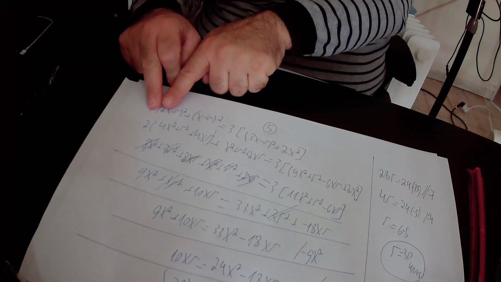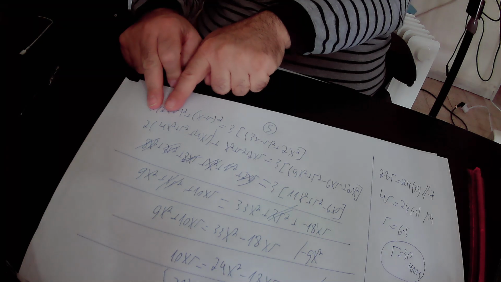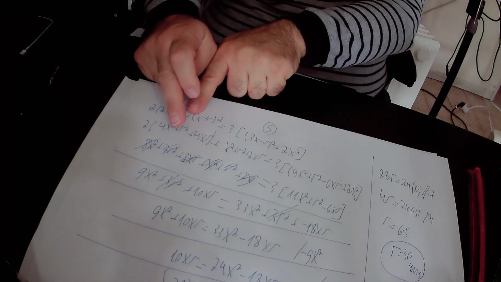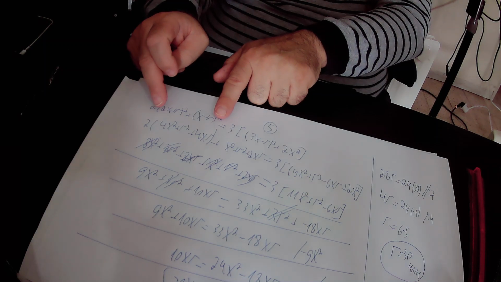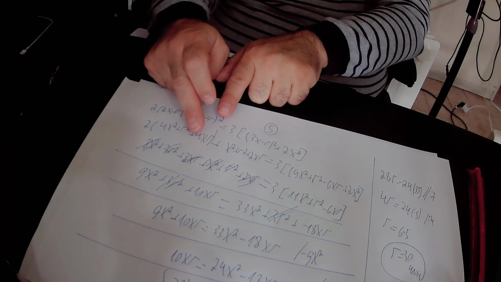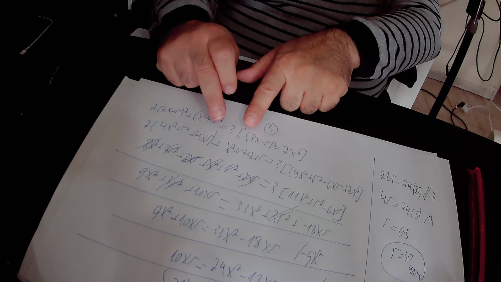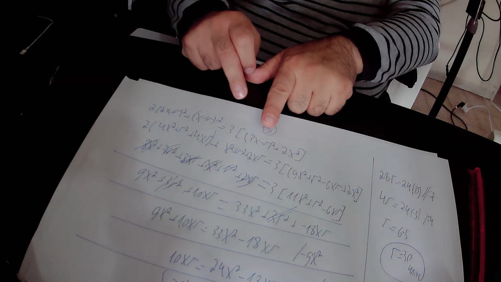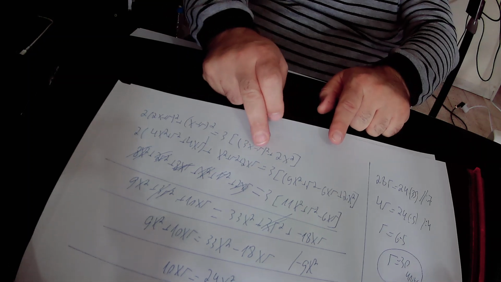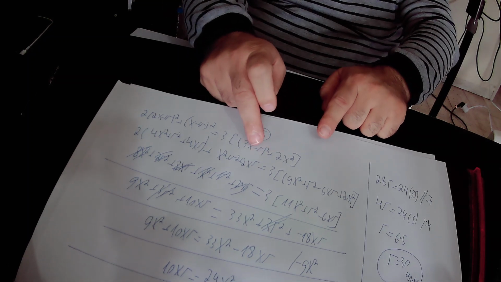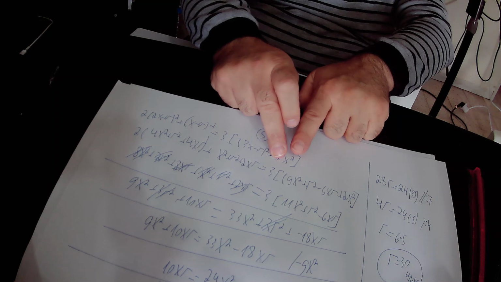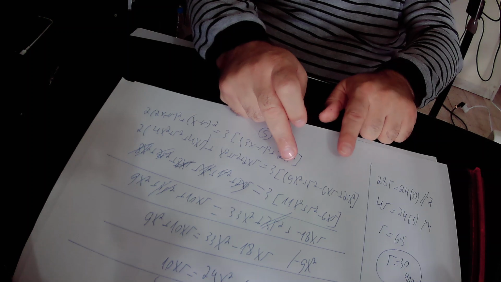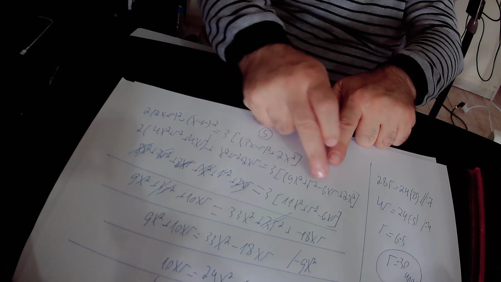Then we open the brackets here, and we found out that 2 times 4x squared equals 8x squared, 2 times r squared is 2r squared, and 2 times 4xr is 8xr. And we have here also x squared plus r squared plus 2xr. And it is equal to 3, inside the brackets we have 9x squared plus 2x squared is 11x squared, plus r squared minus 6xr.